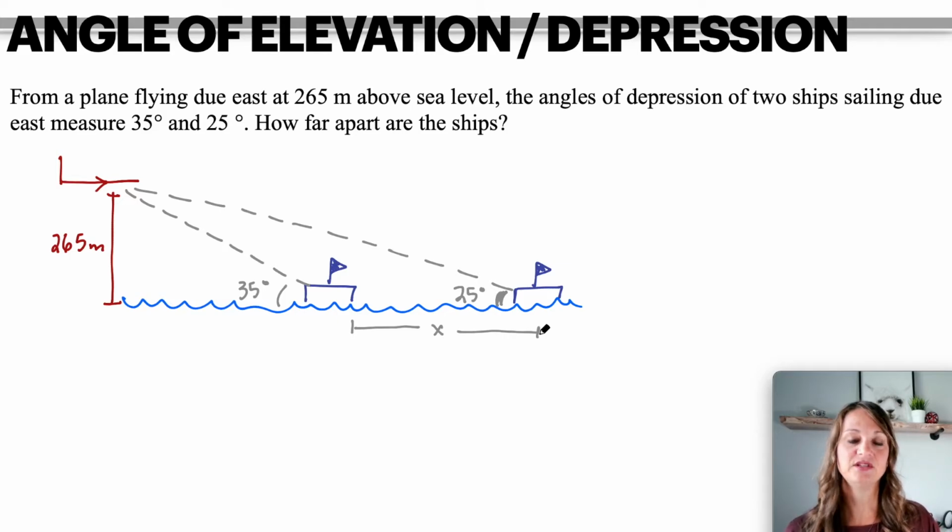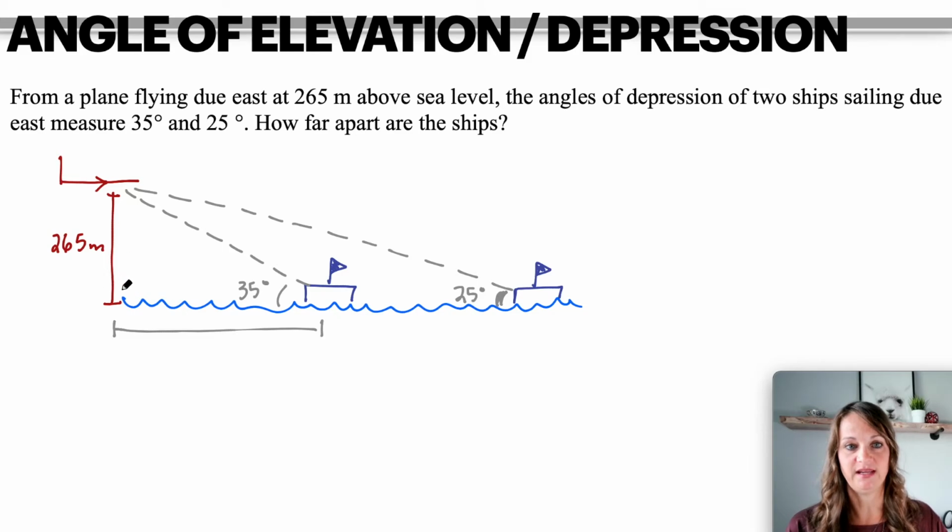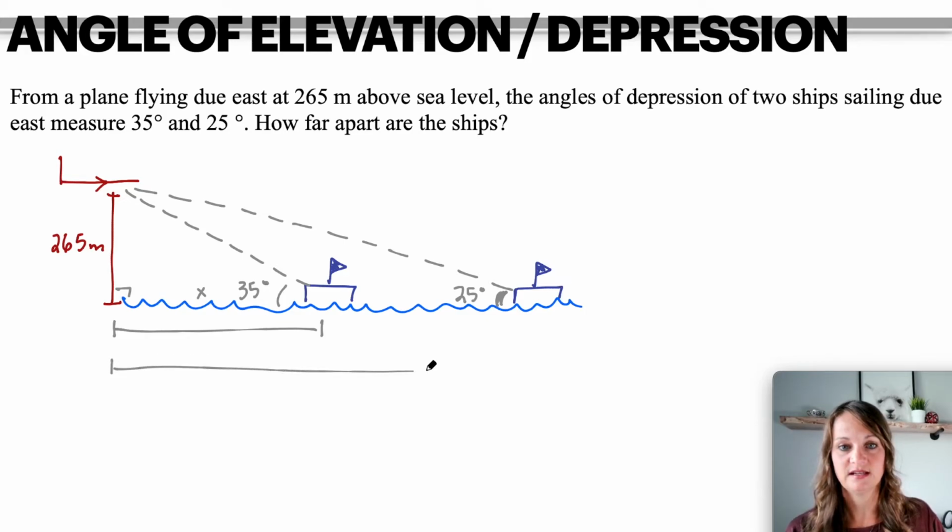But what we're going to do is first find the distances from each ship to the height of the airplane, because that creates a right triangle. So we're first going to find this x, and then we're going to find the longer right triangle, this unknown, and then we will be able to subtract them.